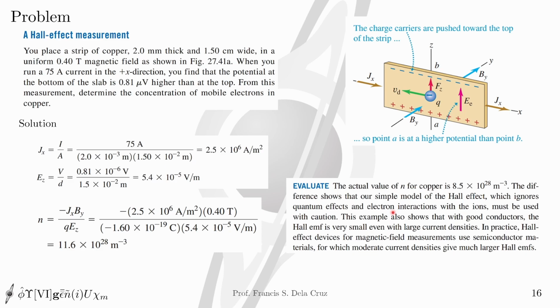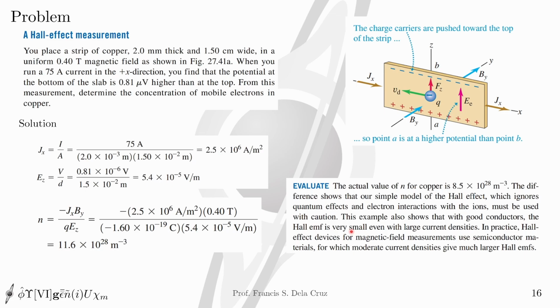Okay, so the difference shows that our simple model of the Hall effect, which ignores the quantum effects and electron interaction with the ions, must be used with caution. That's why I said that there's the quantum Hall effect. In the quantum realm, there are some kinds of electron interactions that need new physics, rather than the classical one that we're talking about right now, which is the classical Hall effect. So take note that even with good conductors, the Hall EMF is very small, even with large current densities.